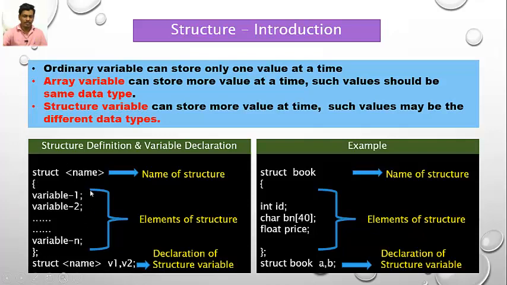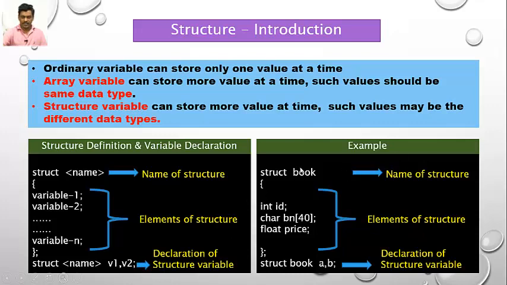So this one is the definition of the structure. In the definition, this is the structure name, and these are all the elements of the structure. This is the declaration of structure variables. Each variable can store different types of values.